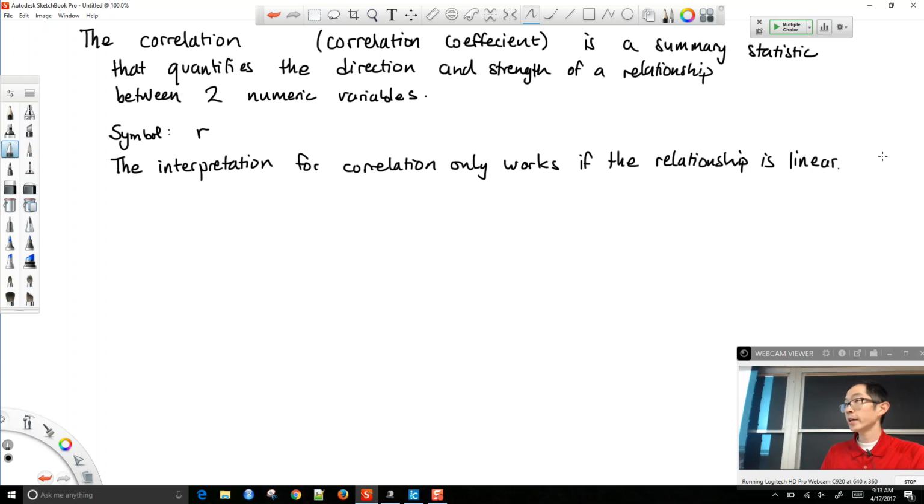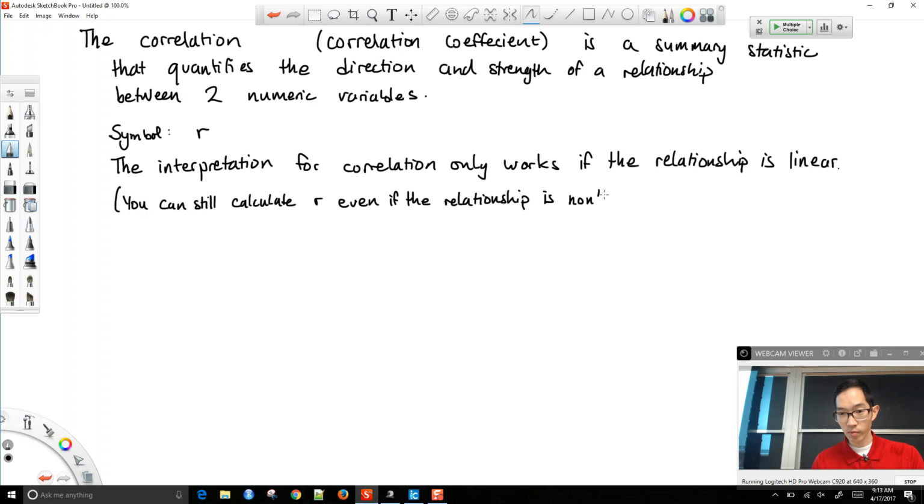But technically you can calculate the correlation for any two numeric variables, even if it's not linear. It's just a formula, you can plug in your values and it will spit something out, but that value will not make sense if the relationship is not linear. So you can still calculate R even if the relationship is nonlinear, but the value will be meaningless.